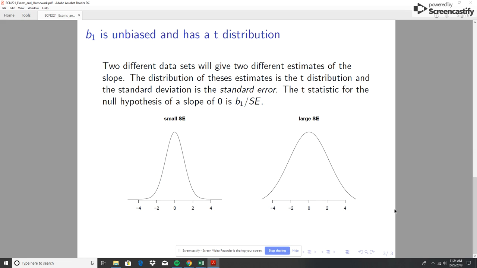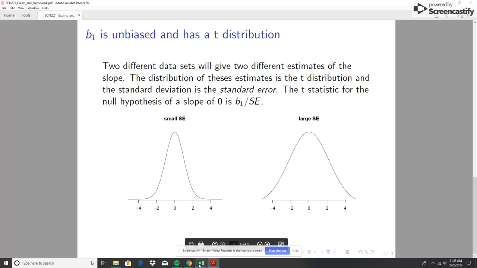Now, one other item that someone asked about is this idea of a standard error. Well, if we had two different data sets, we'd get two different estimates for the slope, even though the true population slope is one thing. Different data sets will give us different estimates. So these estimates are going to be spread out. So we could have a small standard error or a large standard error. That's the standard deviation for this distribution of the parameter estimate, the B1. Thinking about the test statistic for the null hypothesis that the slope is 0, it's just going to be our parameter estimate B1 divided by the standard error.